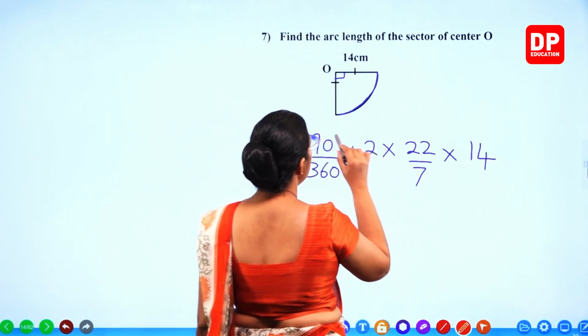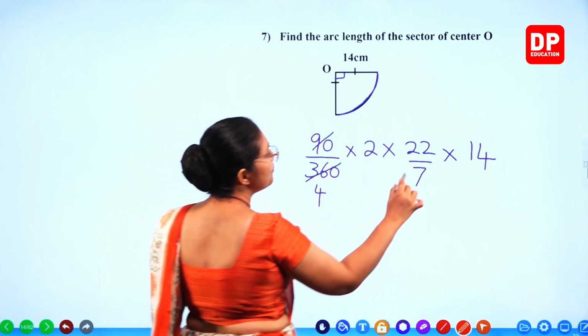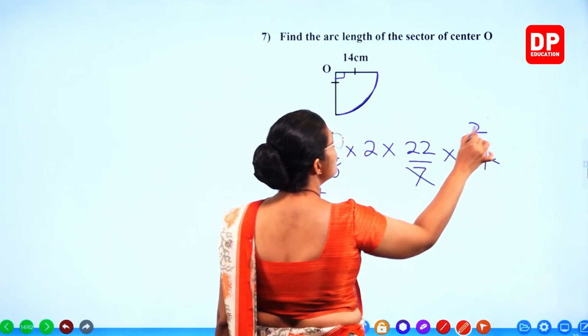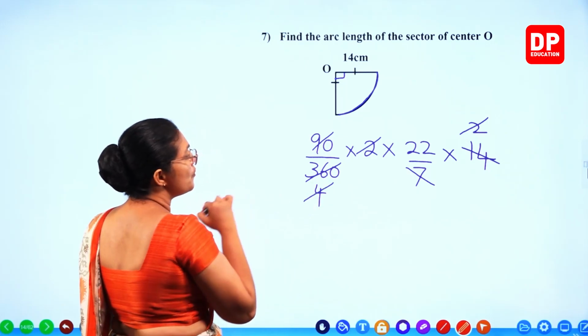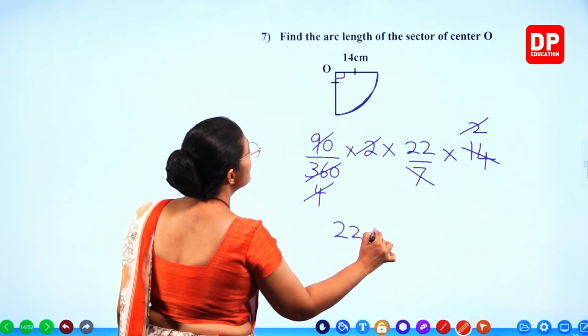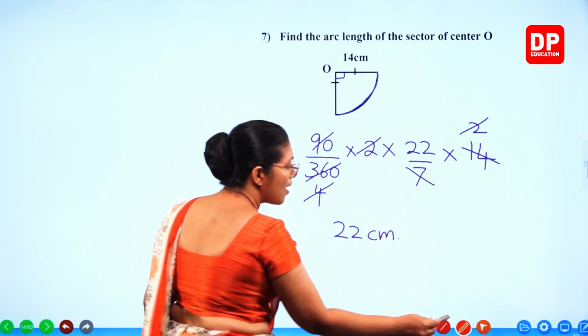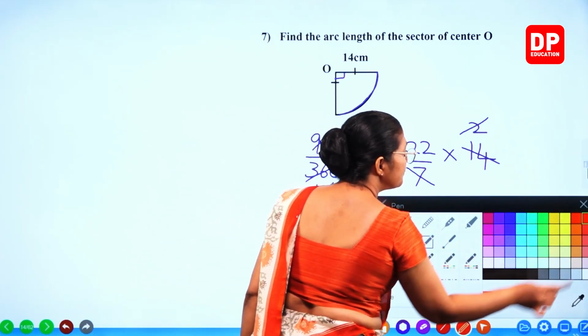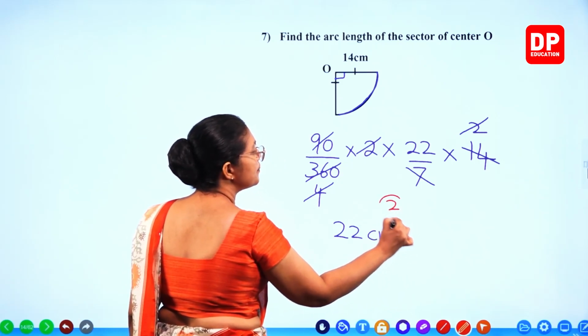So simplify. This is 4. 7 times 2. 2 and 2 cancel out with this 4. So you get 22 centimeters is the arc length. So 2 marks for that.